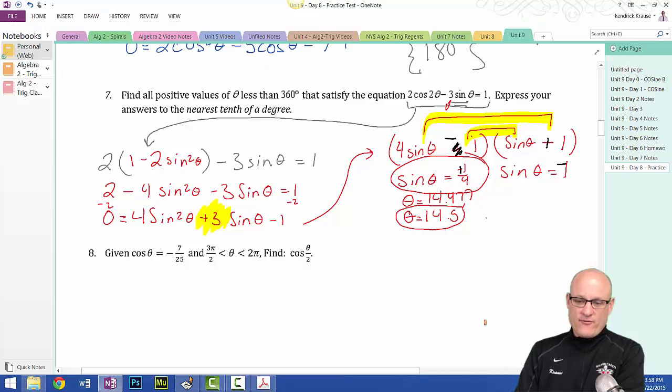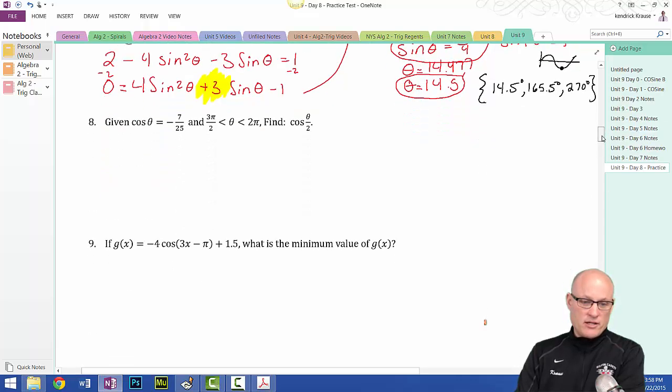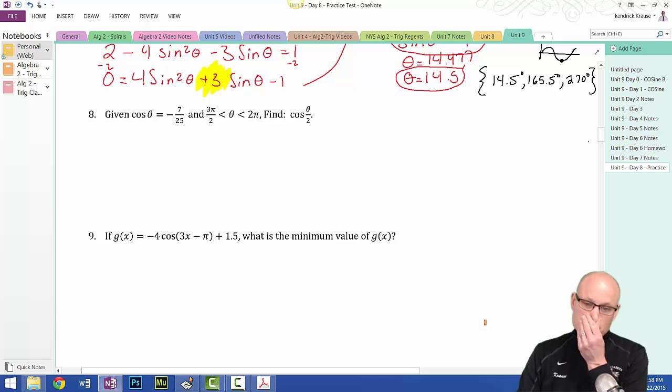So my three answers are going to be 14.5, 165.5 degrees, and let's see, drawing my sine curve, it equals, oh yeah, -1 down here at 270 degrees. And there we go, 7 problems done. On to number 8. Oh, this looks like a lot of fun.